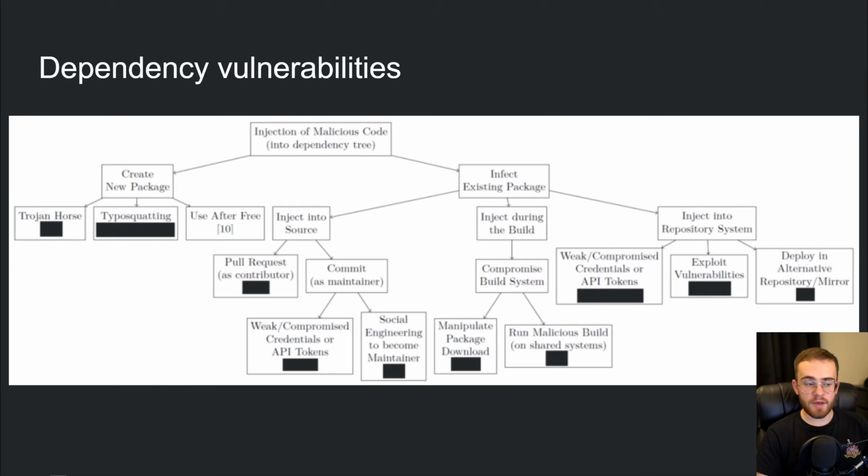Another example is typosquatting, which essentially means that you are exploiting typos that are made by people. So a very popular package, for example, is Mongoose, which is used for Node.js apps if you're working with MongoDB.